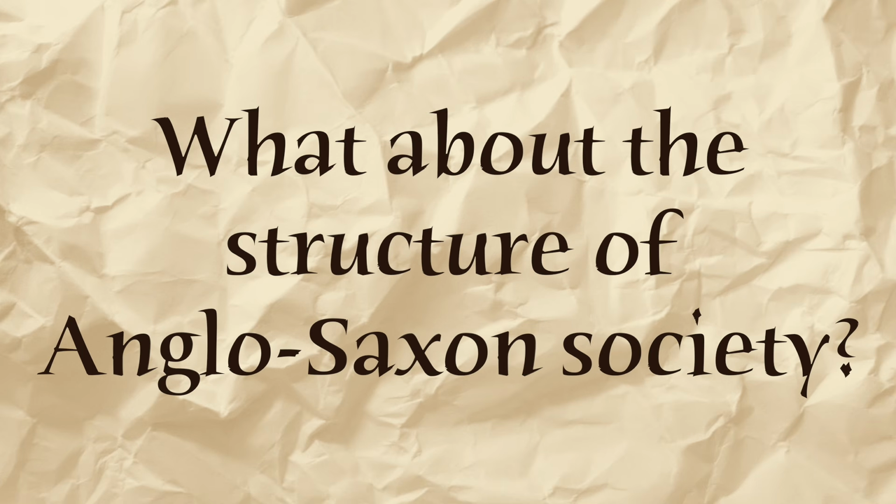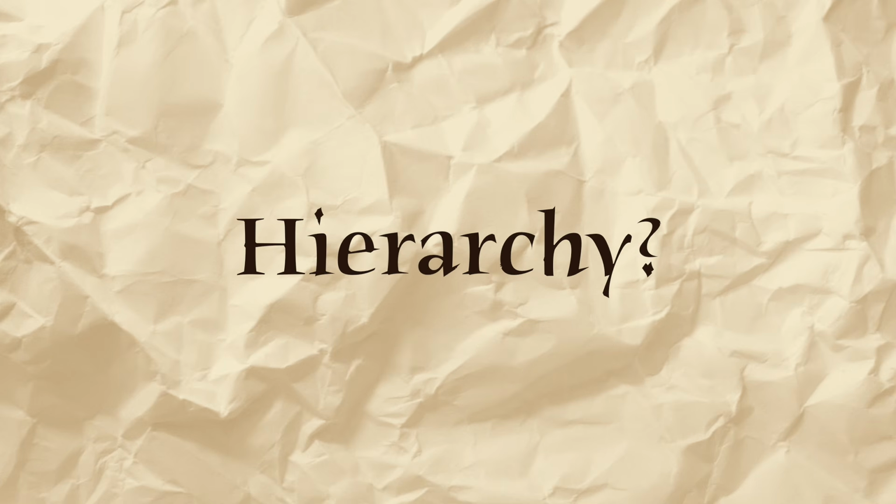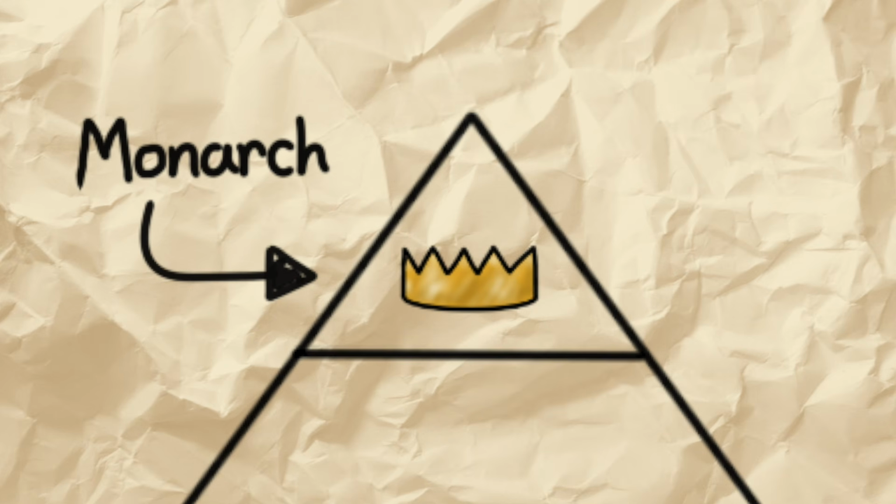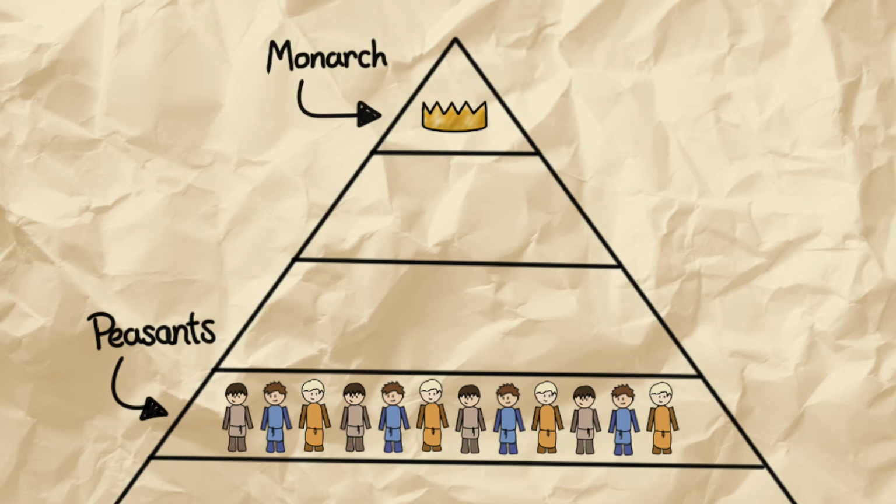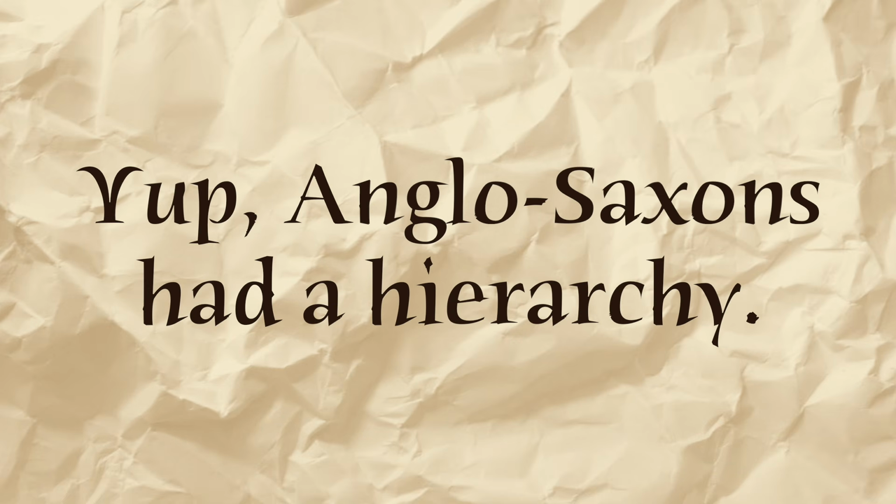What about the structure of Anglo-Saxon society? Almost every society that ever has been or is, has at least some form of hierarchy. Someone at the top, perhaps a king, and a large group of people, right at the very bottom, normally the poor. Anglo-Saxon society is certainly no exception to this.